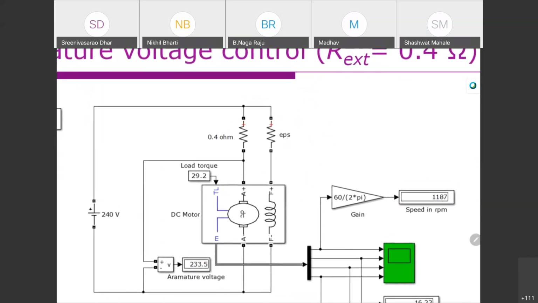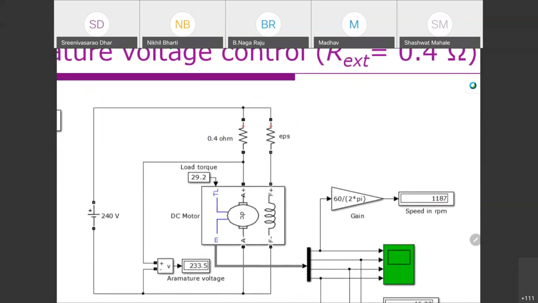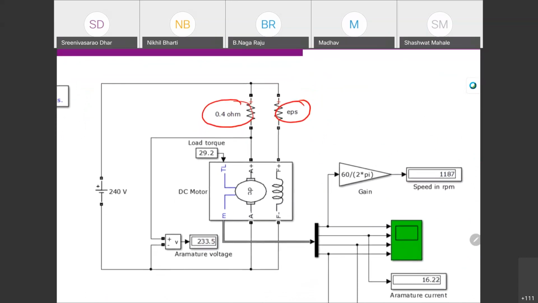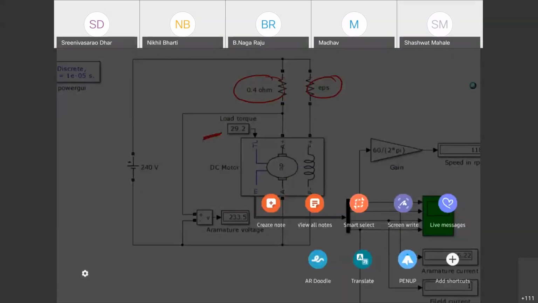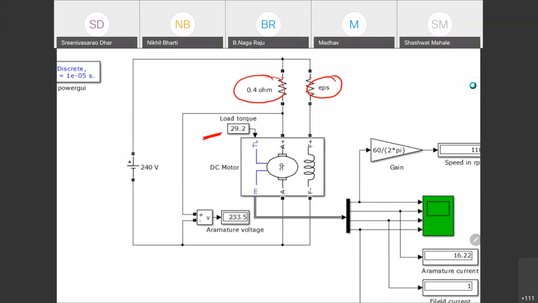The armature resistance, earlier it was a small value of EPS, now I change it to 0.4 ohm, and the field winding remains the same, unchanged. Clear? The load torque is also the same, 29.2, and I measured the voltage.